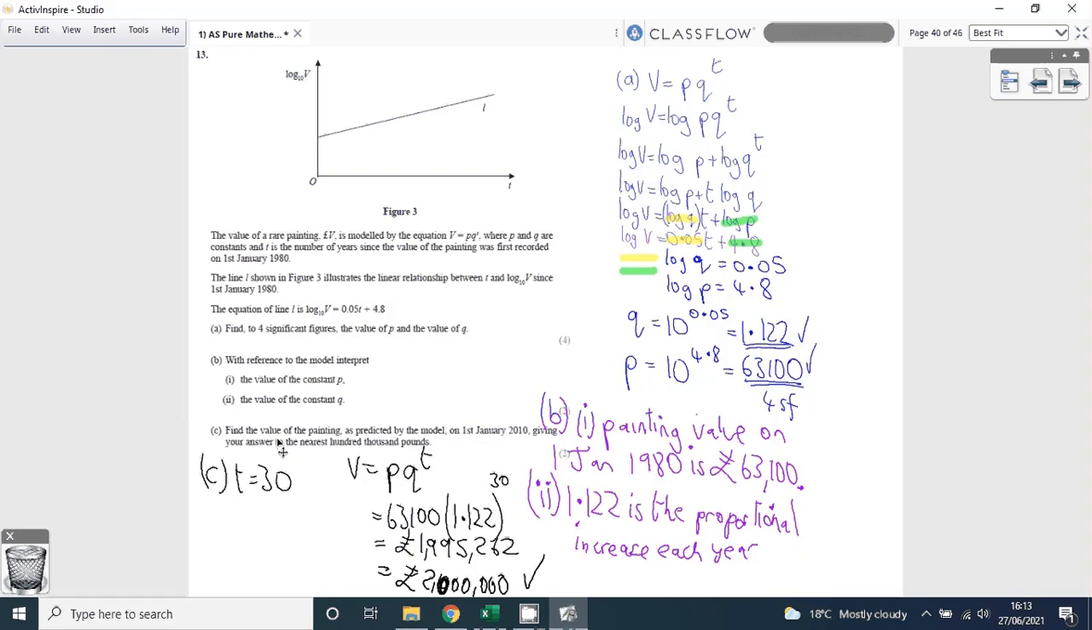Now for part C, find the value of the painting as predicted on the 1st of January 2010. Well, that's 30 years later, so T is 30. We've worked out P and Q from part A of the question, so we know P, Q and T. Substitute them in, and we can work out the value of the painting to the nearest £100,000 is 2 million.